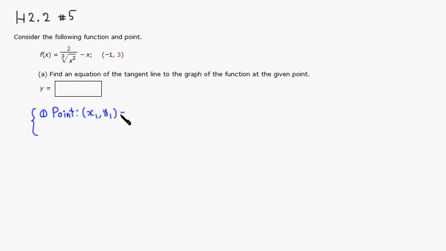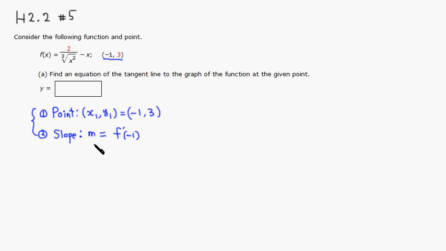And this is already given right here. So it's -1, comma 3. So you don't have to do any work for that. But the second one, we need to know the slope of the line. Let's call that m. This can be found by simply taking the derivative of the function, since the derivative tells you about the slope of the tangent line, and then we plug in the x value, in this case -1.